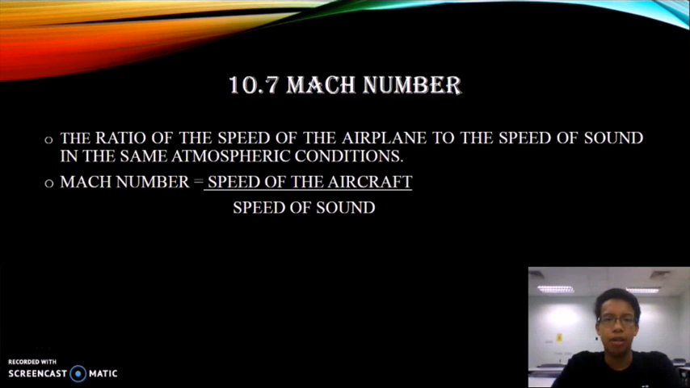Next is Mach number. The ratio of the speed of the airplane to the speed of sound in the same atmospheric condition, so the Mach number equals the speed of the aircraft per speed of sound.